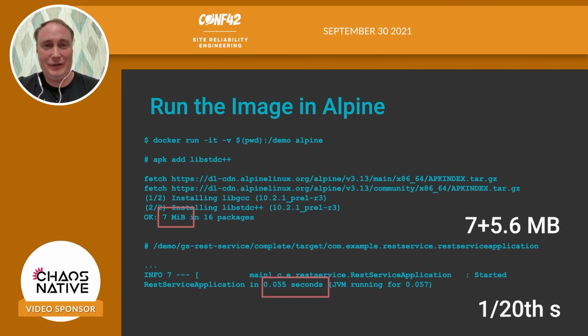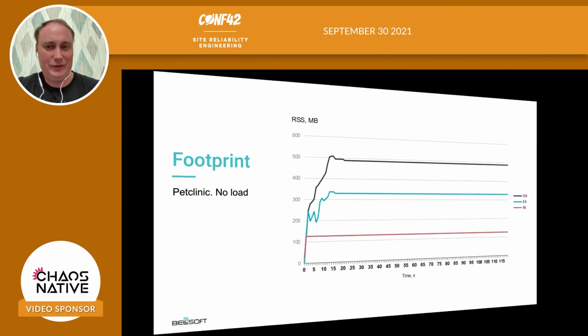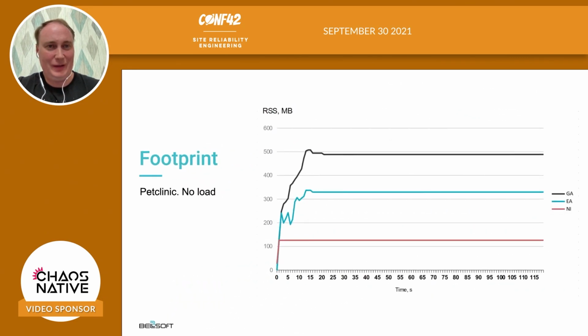And that resulting container will start in 1/20th of a second. Probably faster on server hardware. And what is also sweet here, if we get back to the original footprint comparison, we can take Spring Pet Clinic, start it, measure the same plot, and we have even more memory saved in the case of using native image.